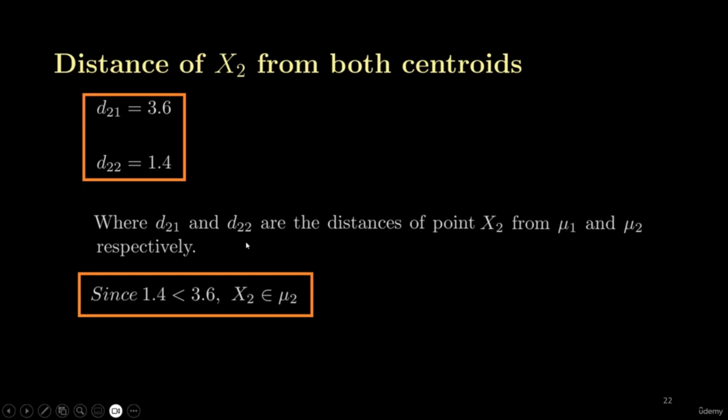So you can easily find these distances now. So the decision is that 1.4 is less than 3.6. It means the distance of the second point is close with mu2 as compared to mu1. Therefore, x2 belongs to mu2, which is the centroid of the second cluster. Now we repeat these calculations for all the 6 points.